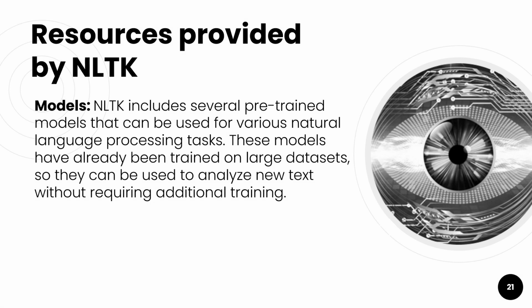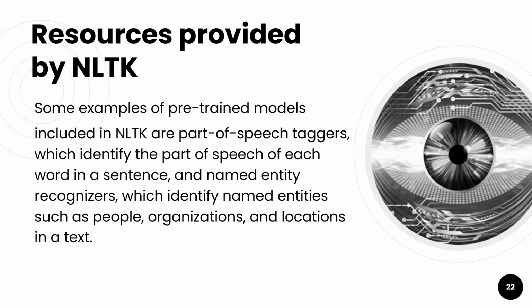And the models are pre-trained models for NLP tasks such as POS tagging and named entity recognition. These models have already been trained on large data sets, so they can be used to analyze new text without requiring any additional training. Named entity recognizers identify named entities such as people, organizations, and locations in a text.